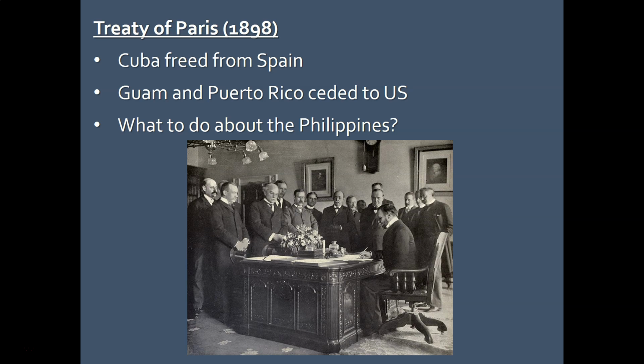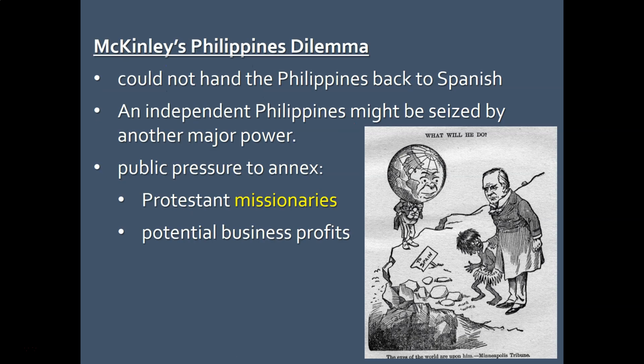Now, as far as the Philippines, that was a much more difficult question. What do we actually do about the Philippines? This is where McKinley once again finds himself in a bit of a dilemma as president. Much like Cuba, he didn't really want to take the Philippines as an American possession, but he was also very skeptical that the Filipinos could rule themselves. This is social Darwinism and paternalism and all that. He just didn't see the Filipinos as ready to be independent. But he was also afraid another big power like, say, Japan might roll in and take the Philippines. So he's just not sure what to do. He's getting a lot of pressure from missionaries.